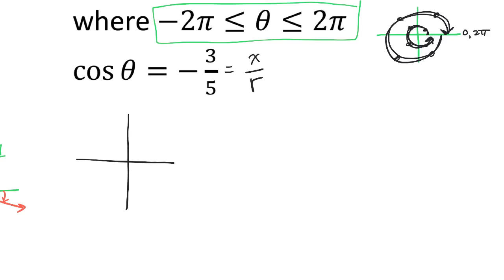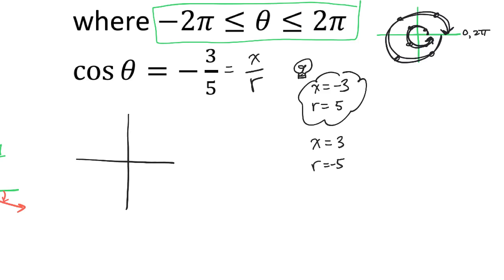So that means that one possible interpretation of this is that the x value is negative 3 and the radius is positive 5. Or the other possible interpretation is that the x is positive 3 and the radius is negative 5. But hang on, we know that the radius is never negative. Okay, so that second possibility is not really there. This is our only possibility that we have. So x has to be negative 3 and the radius has to be 5. So let's draw what that could look like.